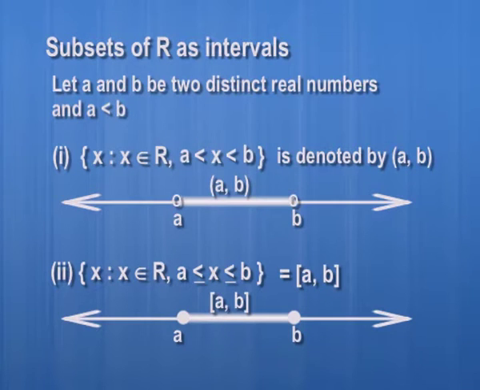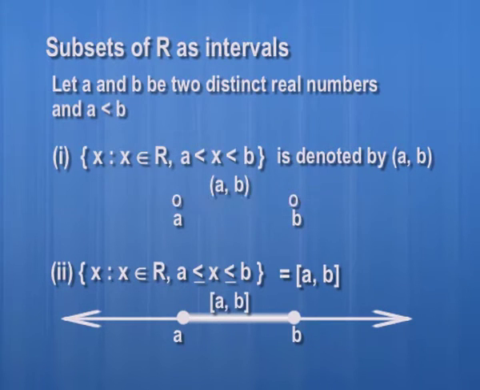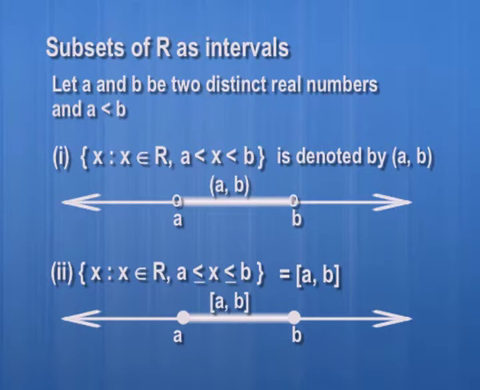Now, let us consider subsets of real numbers. Let me take two real numbers a and b, a less than b, and plot them on the number line. Now, let me consider the set of all real numbers such that the real number is greater than a and less than b, a and b not included. Then it represents an interval which is known as an open interval. An open interval is written like this.